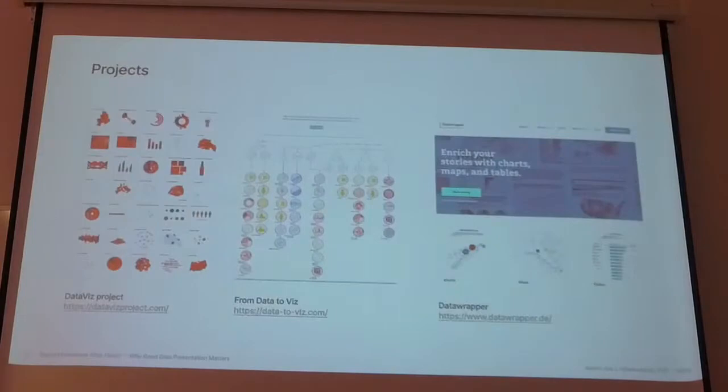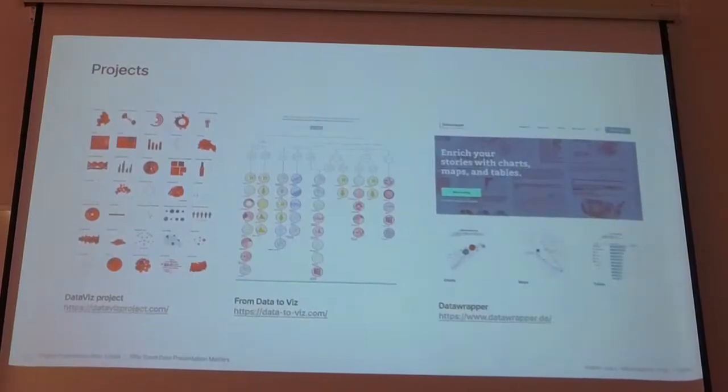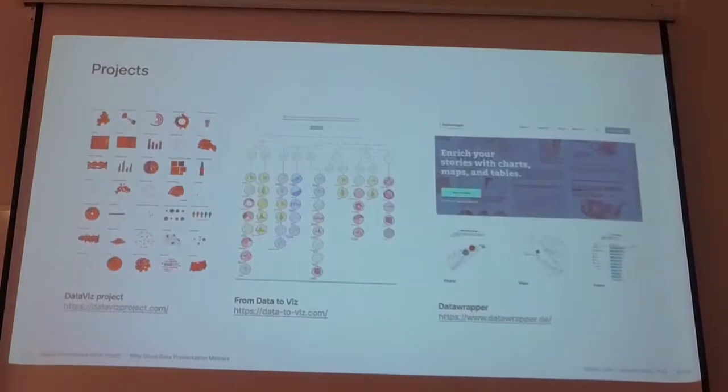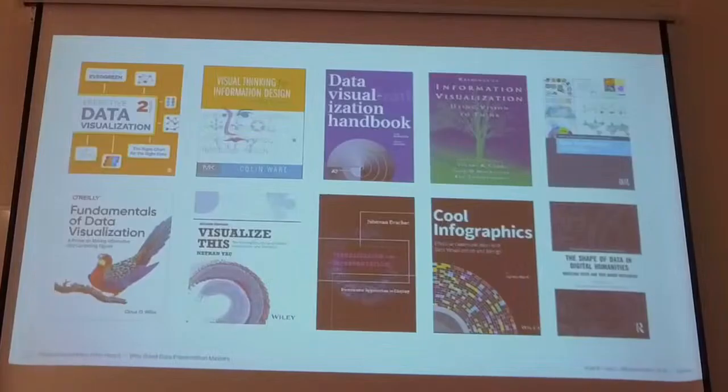Before I finish, I just want to mention a few resources that I found quite useful and that can be useful in finding more tailored projects. For example, here the DataViz and the From Data to Viz projects. These give you guidelines on how to find the right type for your visualization. Same goes with Datawrapper. They have a lot of resources on all kinds of visualization. Then there is some recommended reading, a brief overview of things that are useful, but there's plenty out there.